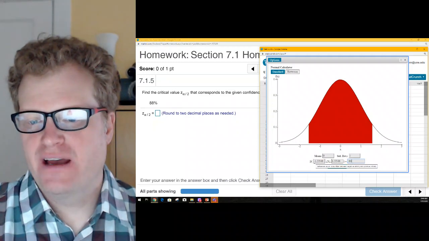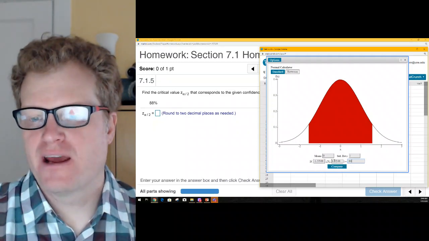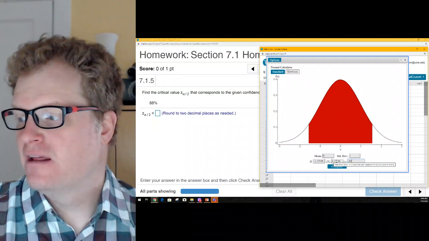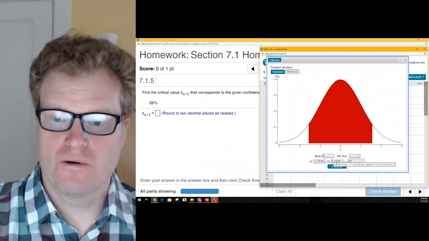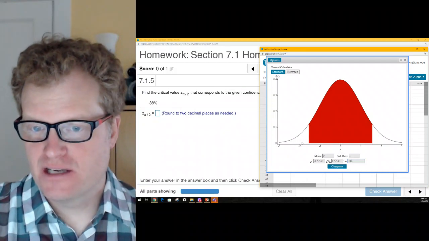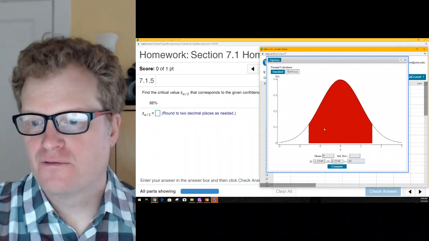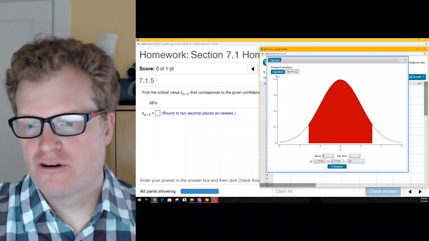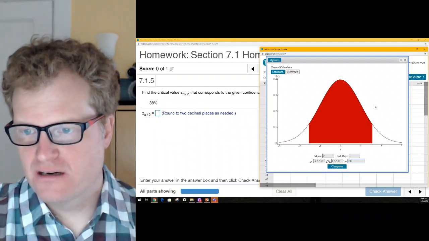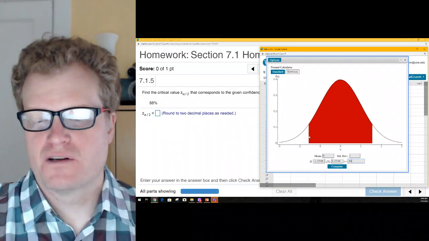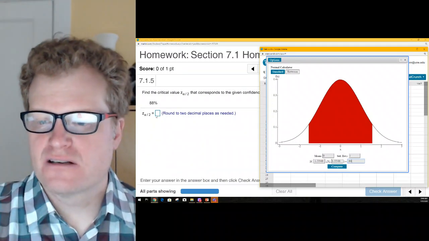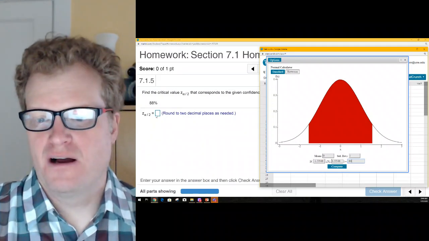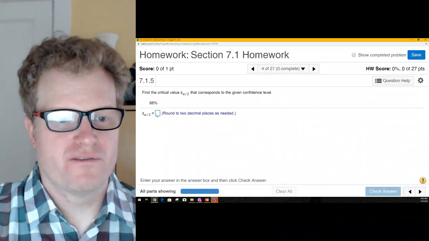We have these values of negative 1.55 and positive 1.55. These represent the z-scores that separate this section down here, my tail, from the rest of it right here. So my critical value, I have a z-score here, I have a z-score here. One of them is going to be positive, one of them is going to be negative. When we do critical values in this class, we're always just going to take the positive value. So I'm going to type in 1.55 here.